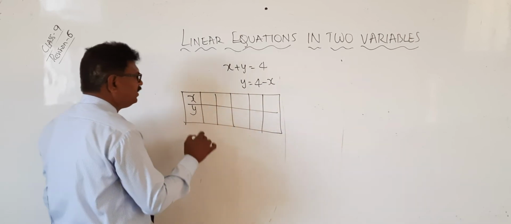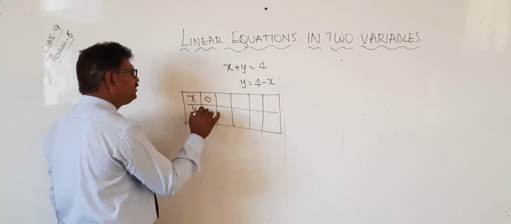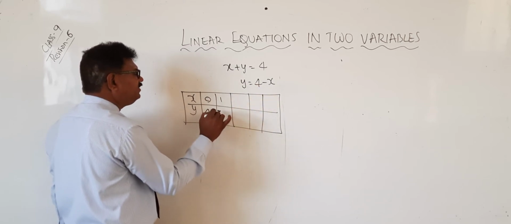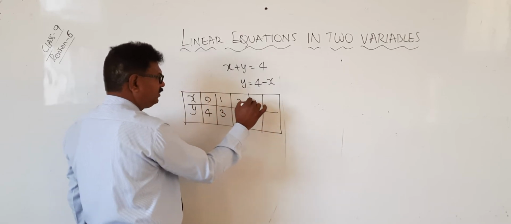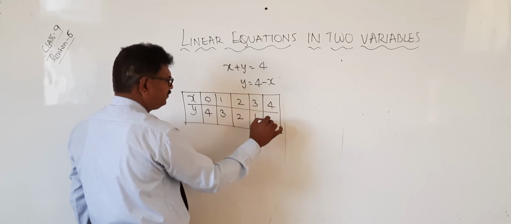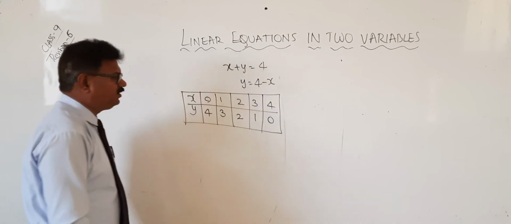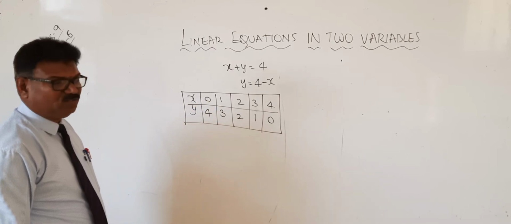No problem. First, x equal to 0. If I substitute, 4 minus 0 is 4 only. x equal to 1 means y is 3, 2 means 2, 3 means 1, 4 means 0. So how many values did I get? 5 values I got.